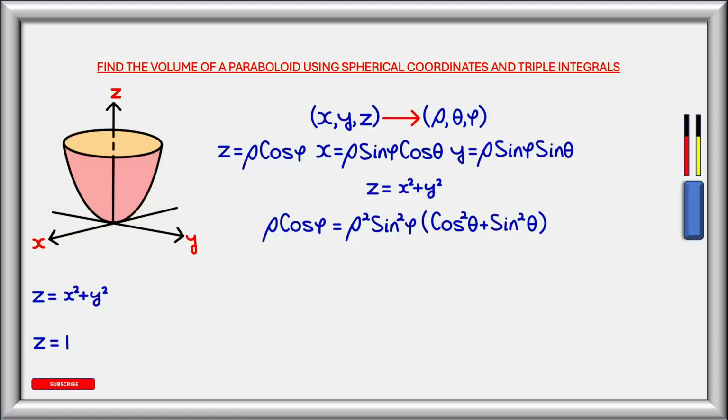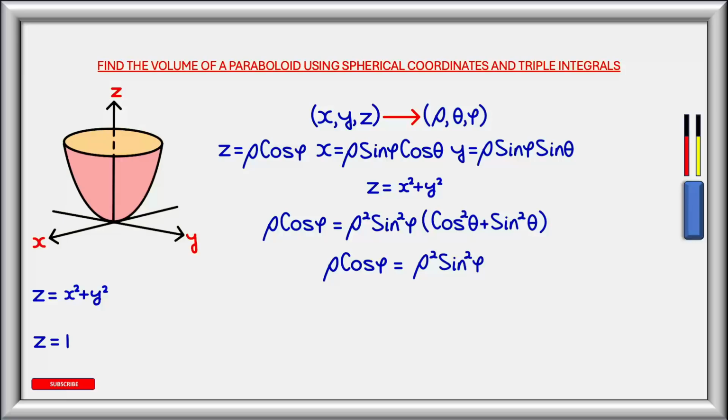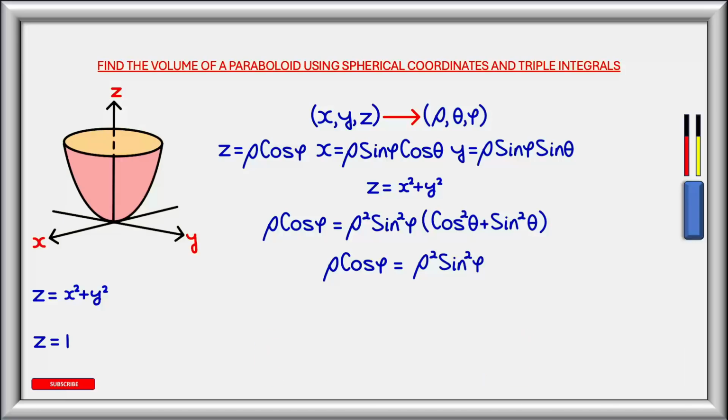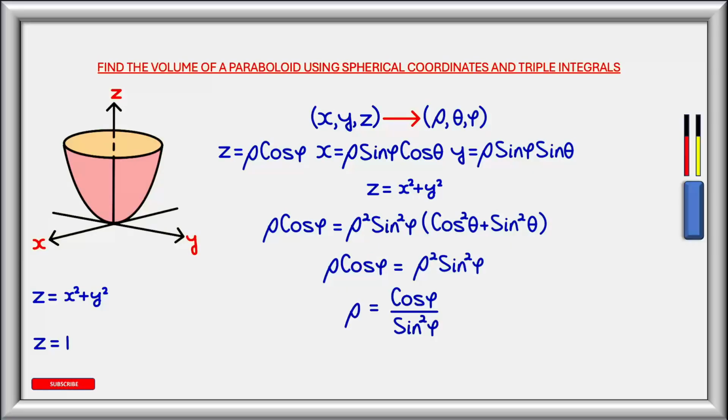After making the substitution, we have rho cos phi is equal to rho squared sin squared phi into the bracket of cos squared theta plus sin squared theta. And using the trig substitution where cos squared theta plus sin squared theta is equal to 1, we're left with rho cos phi is equal to rho squared sin squared phi. And dividing both sides of the equation by rho and sin squared phi, we have rho is equal to cos phi divided by sin squared phi.